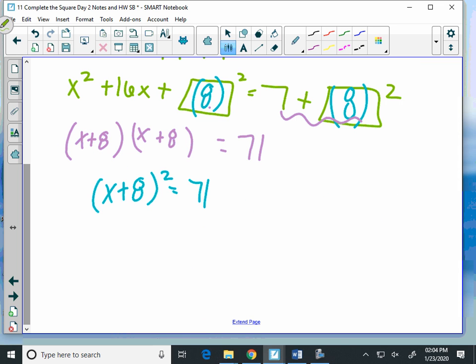And then to get rid of the square, what do we have to do on both sides? Put a root. So we're left with x plus 8. We took the square root, so what sign do we need? Can we simplify radical 71? No, it's a prime number. So there's no perfect square besides 1.